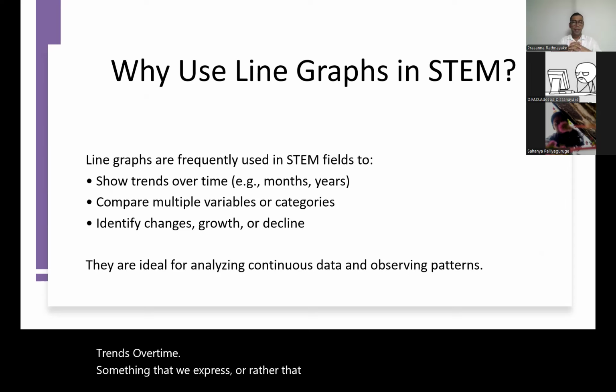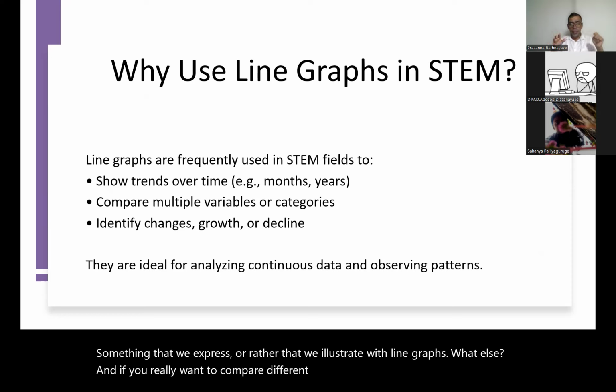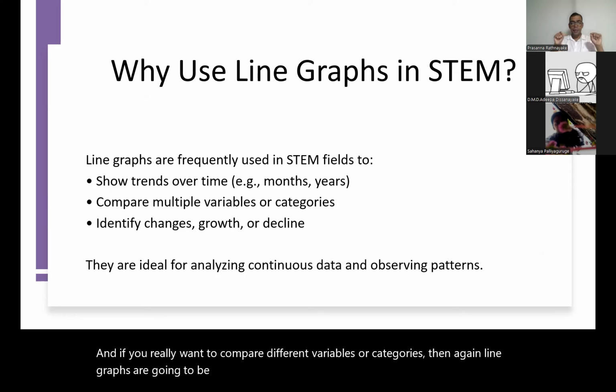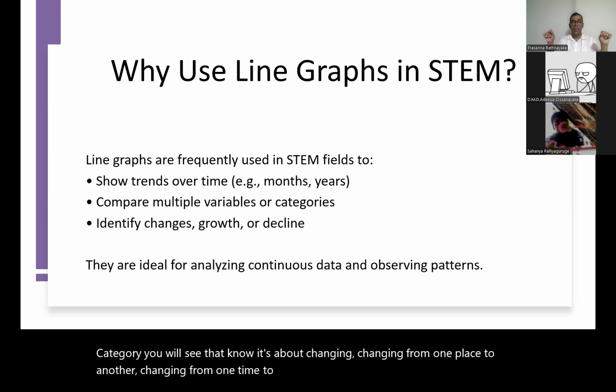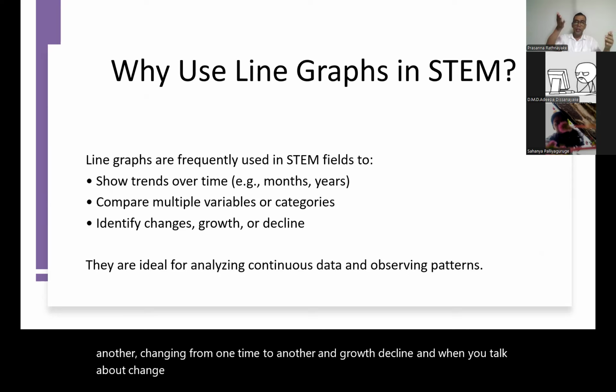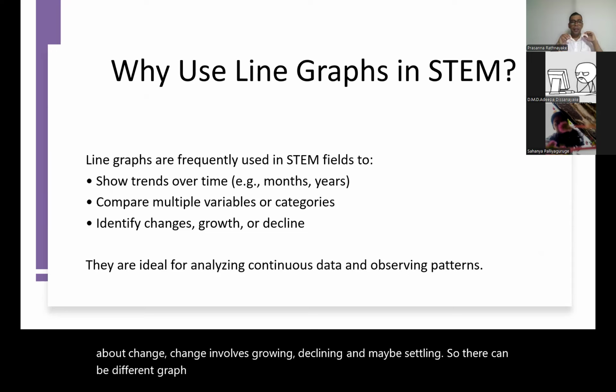What else? If you really want to compare different variables or categories, then again, line graphs are going to be useful, right? And in this particular graph category, you'll see that it's about changing from one place to another, changing from one time to another, and growth, decline. When you talk about change, it involves growing, declining, and maybe settling. So there can be different graph types which are dealing with these things.